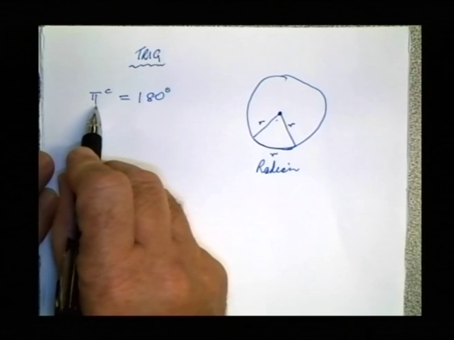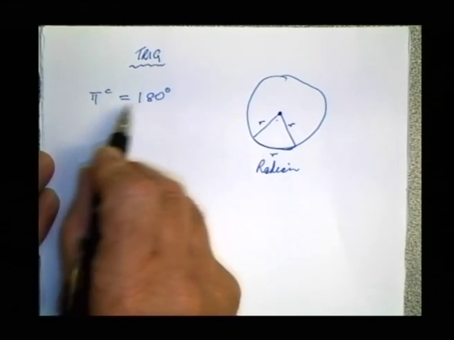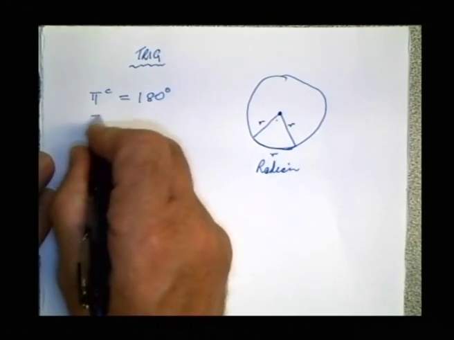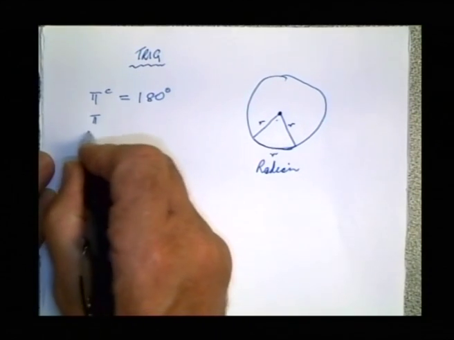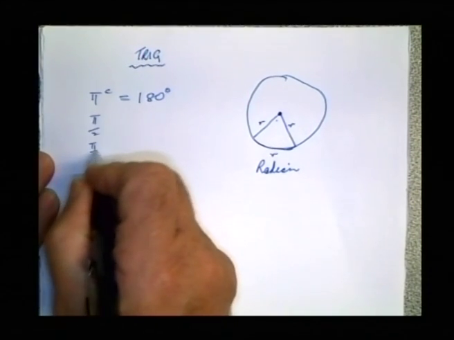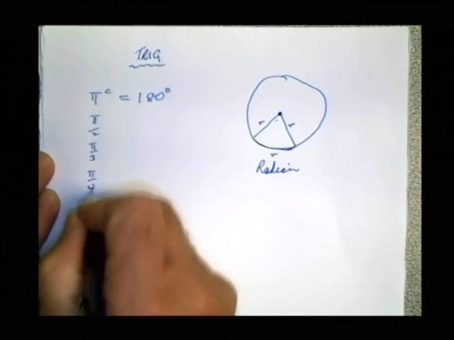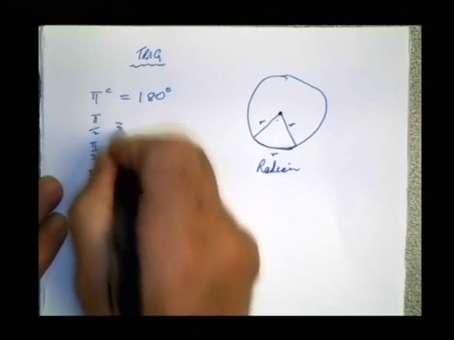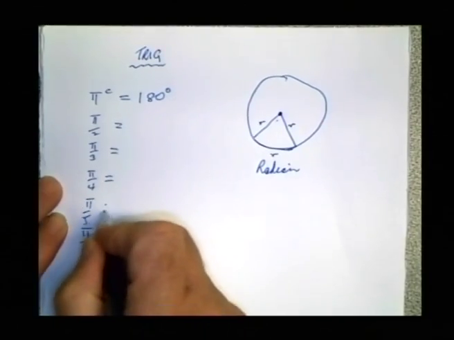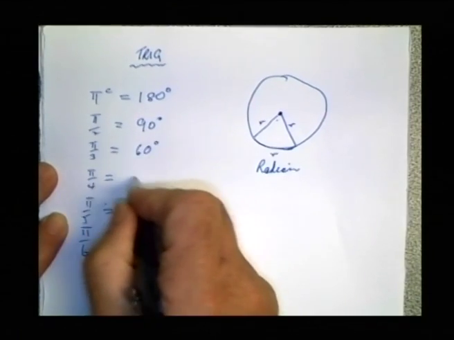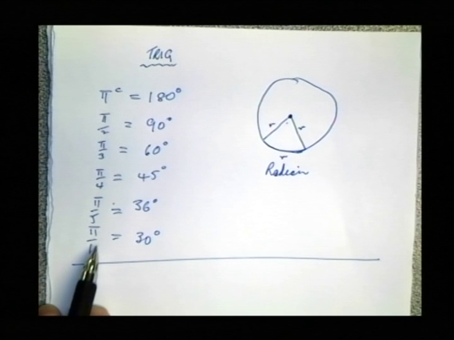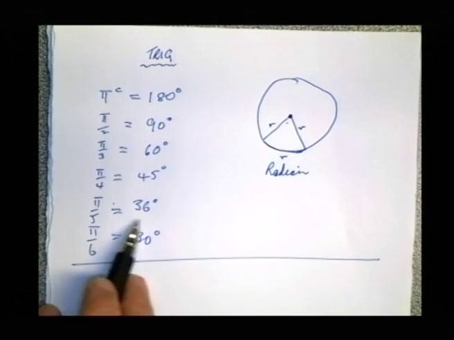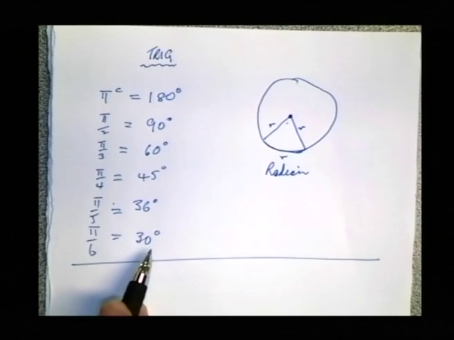First of all, you've got to know the connection between degrees and radians: pi radians is 180 degrees. You've got to know what pi over 2 is, pi over 3, pi over 4, and pi over 5, pi over 6. And always remember it in those terms, and you get multiples of those. For example, that's 90 degrees or 60 degrees or 45 degrees. The next thing is pi over 5 is 36. Don't forget 2 pi over 5 is 72, pi over 6 is equal to 30 degrees.